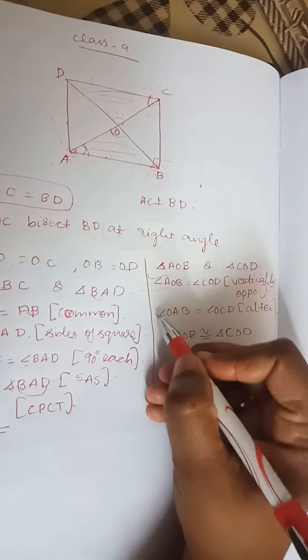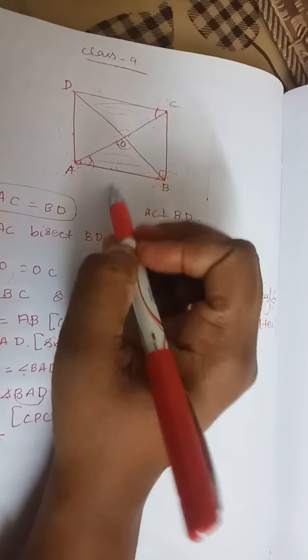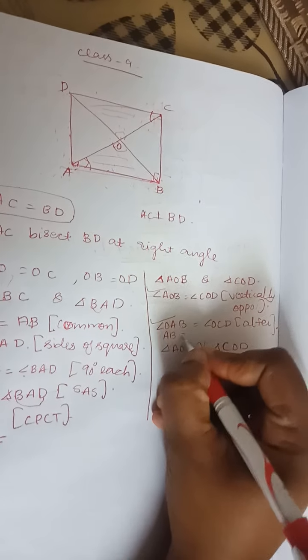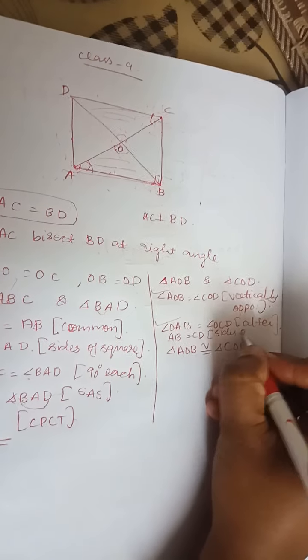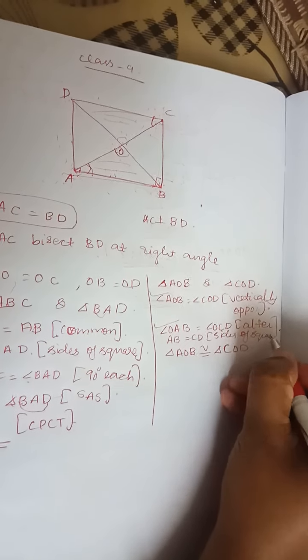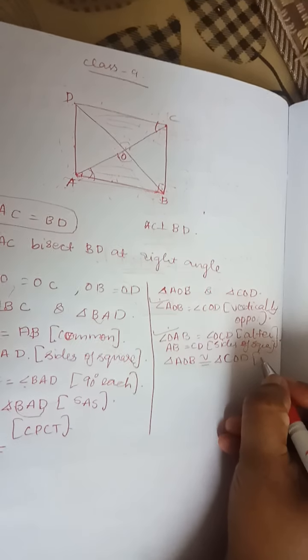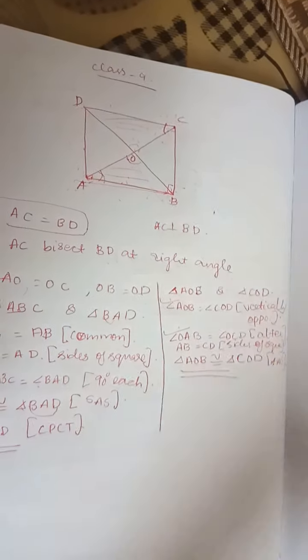But here it is angle condition, one more condition we have to prove. In these two triangles we can equate AB and CD. So AB is equal to CD. What is the reason? Sides of square. So we can equate these two sides also. So by using angle, angle, side, the SAA or AAS criteria, we can write triangle AOB is congruent to triangle COD.